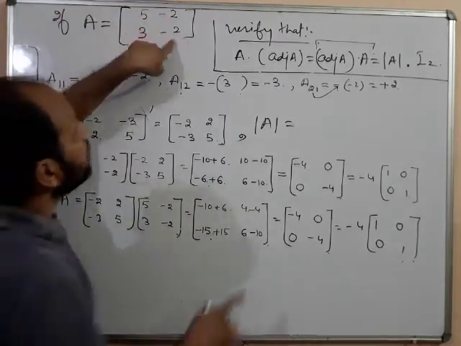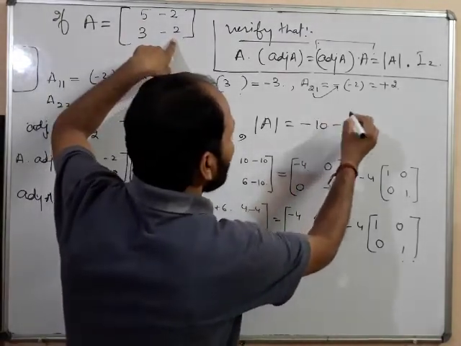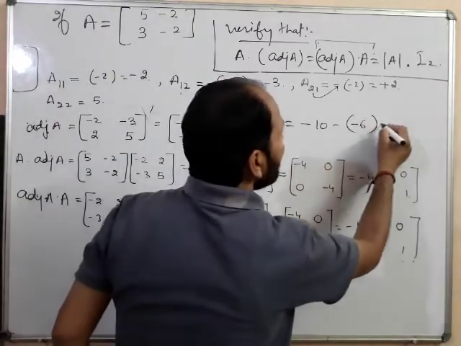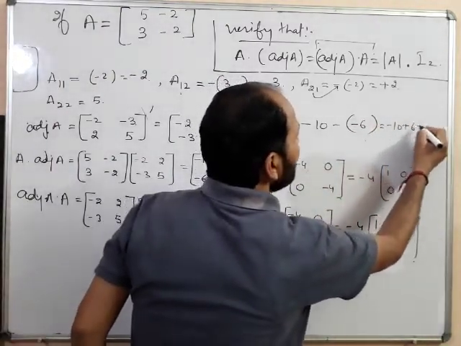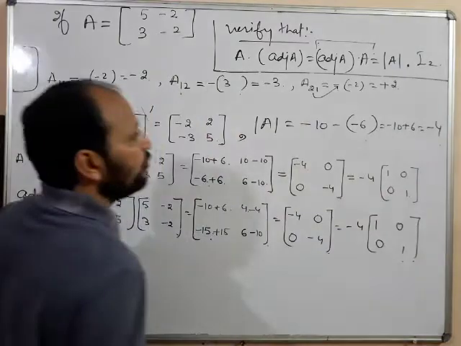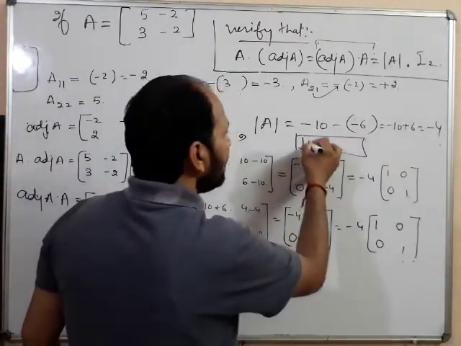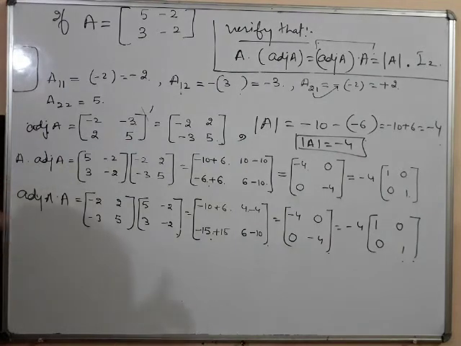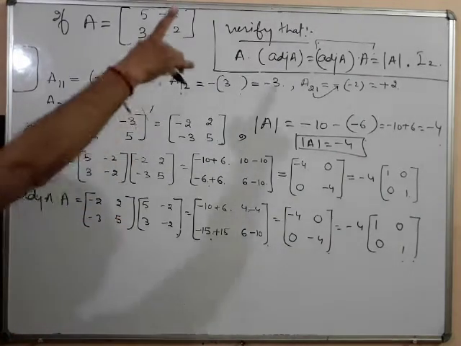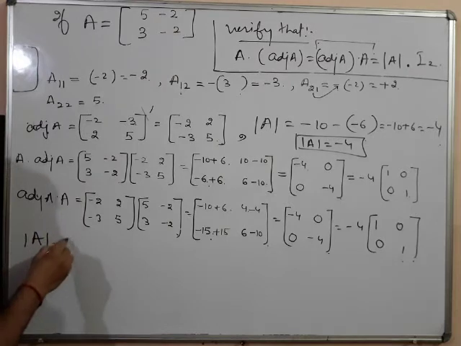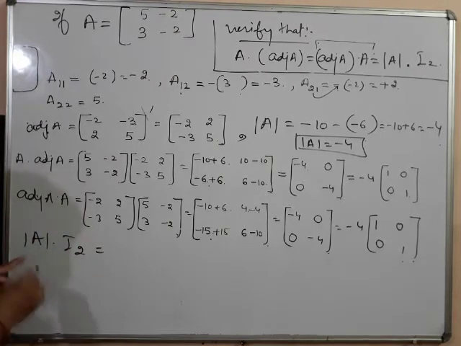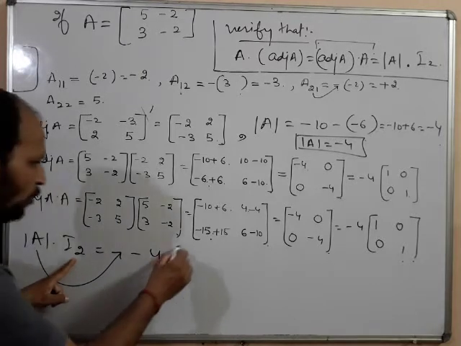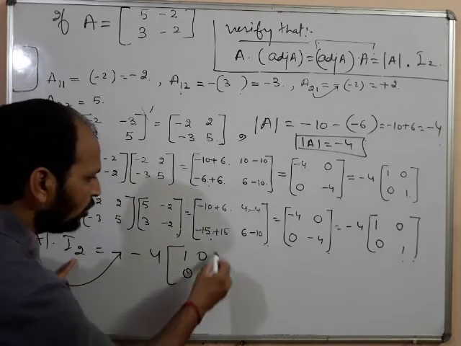Multiply these two, that will be minus 10 minus this into this, minus 6. So minus 10 plus 6, that will be minus 4. So determinant of A is equal to minus 4. Clear? Now third step, that is determinant of A into I2. What is the determinant of A? That is minus 4. I2 is 1 0 0 1.